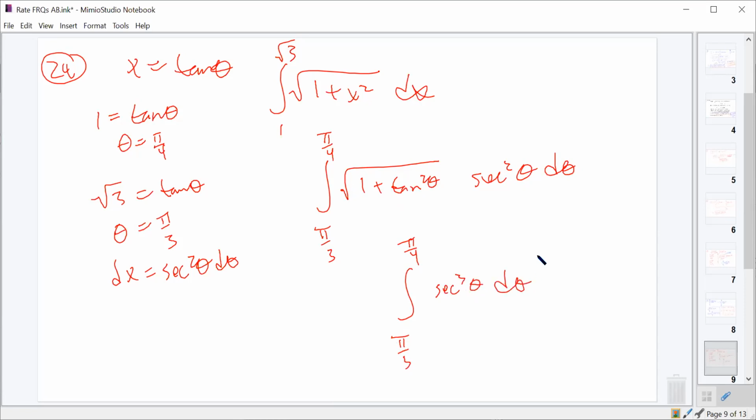Which appears to be choice. Oh, I don't know why I wrote my limits backwards. Right there. Good question. Pi over 4 to pi over... I just did it again, didn't I? No, it should be pi over 4 to pi over 3. I wrote them backwards on this one. Put those ones in the wrong place. 1 to root 3, pi over 4 to pi over 3. Yeah, there we go.